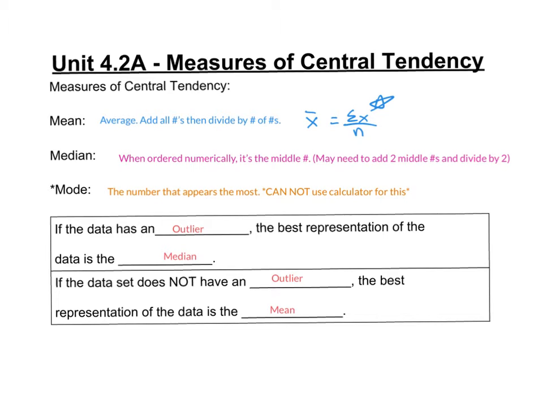If the data has an outlier, as we have been talking about with our scatter plots, the best representation of the data would be your median, because the median cuts off those really big or really small numbers and more accurately finds the middle of the data. If there is no outlier, the mean would be your best representation of the data. So those are two things to consider as we analyze these measures of central tendency. All right, let's take a look at how to do this.